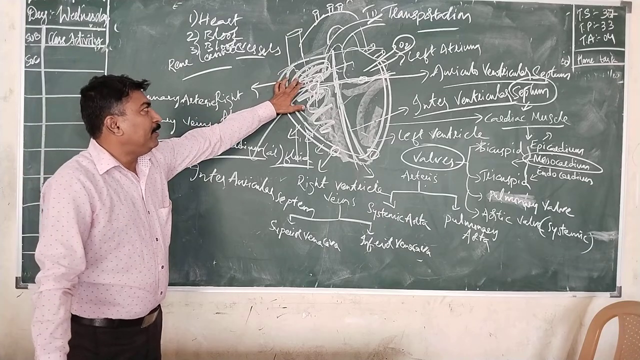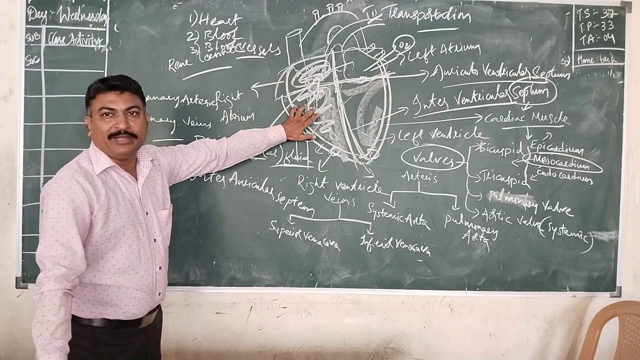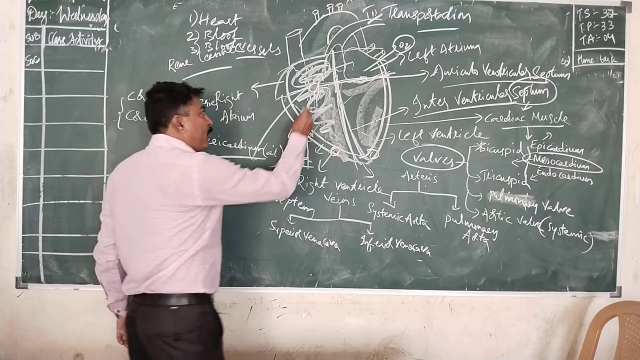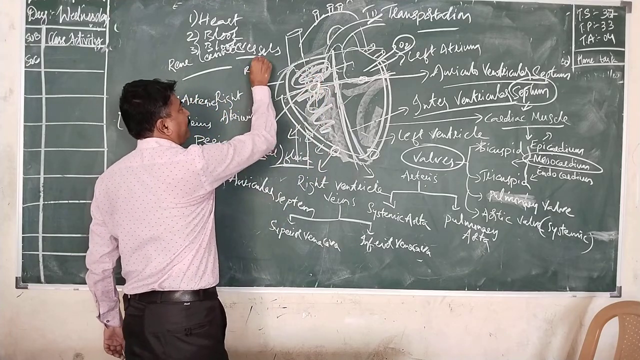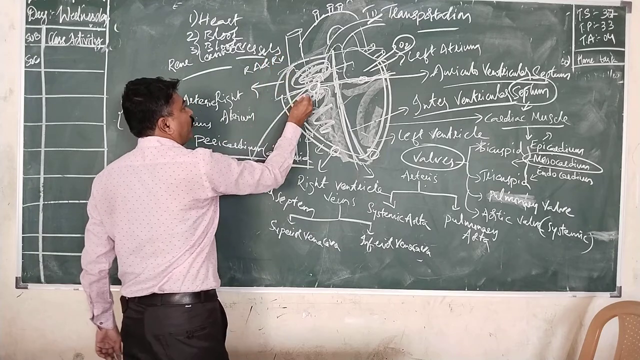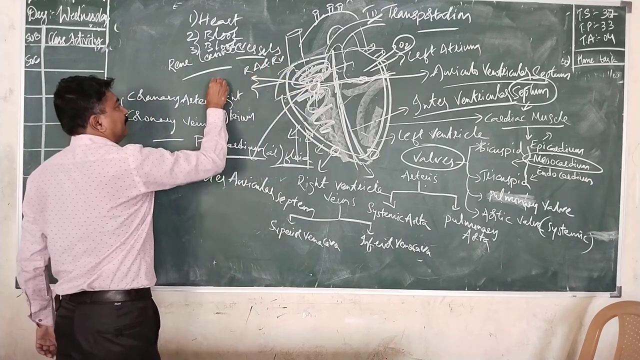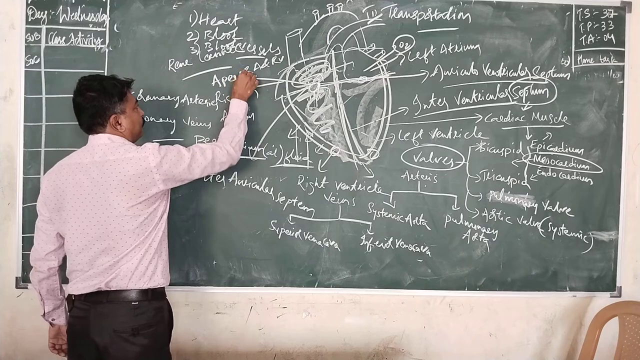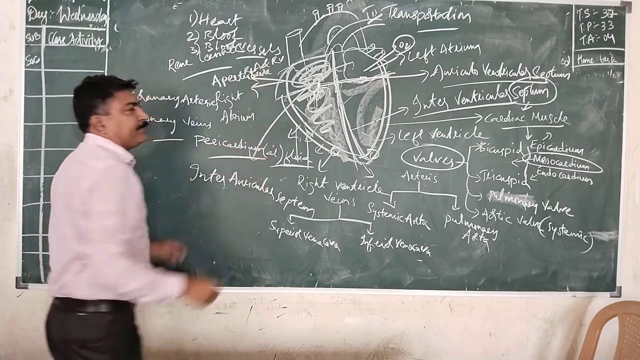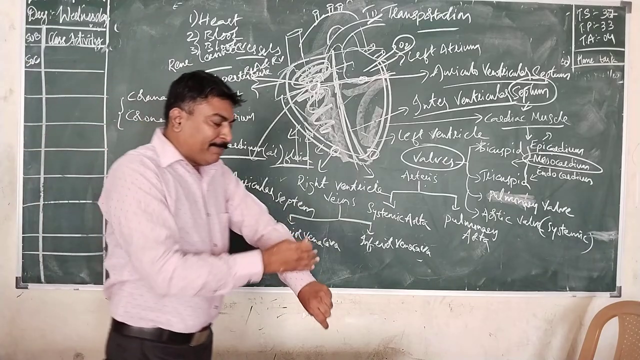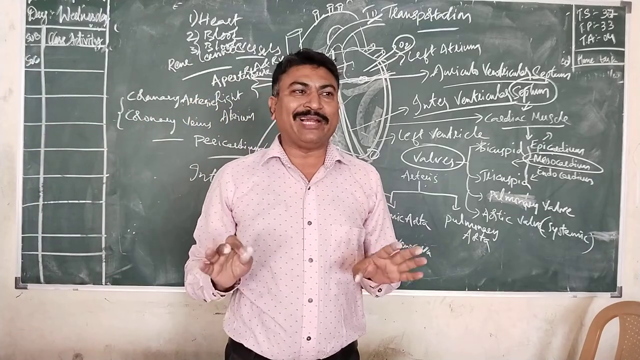The right auricle will pump the blood into the right ventricle, and there is an opening present in between the right auricle and right ventricle. That opening is called an aperture.